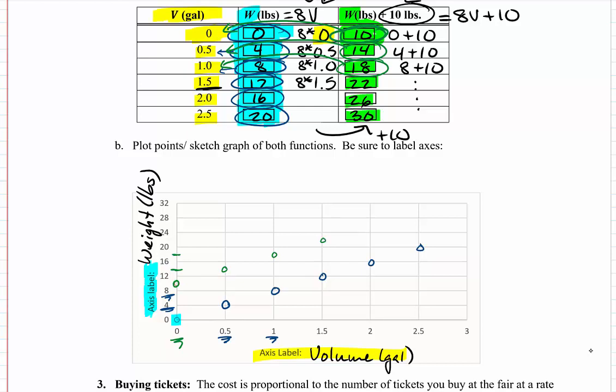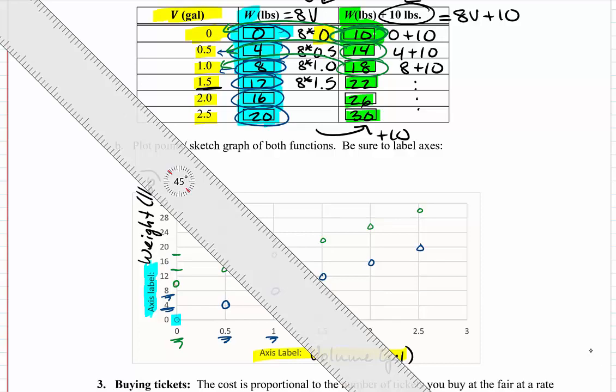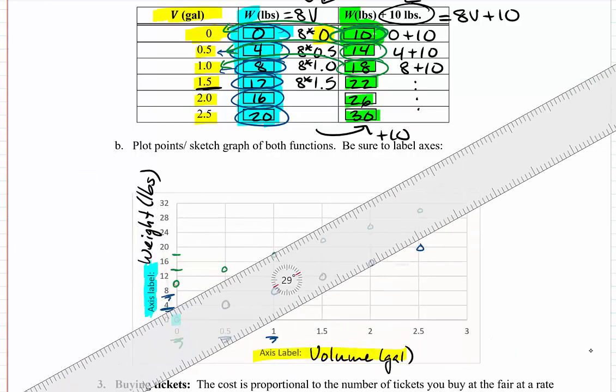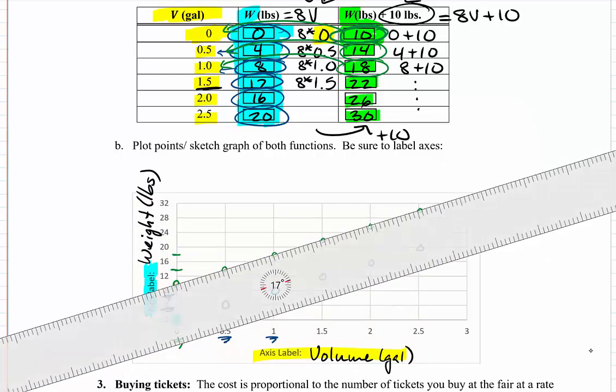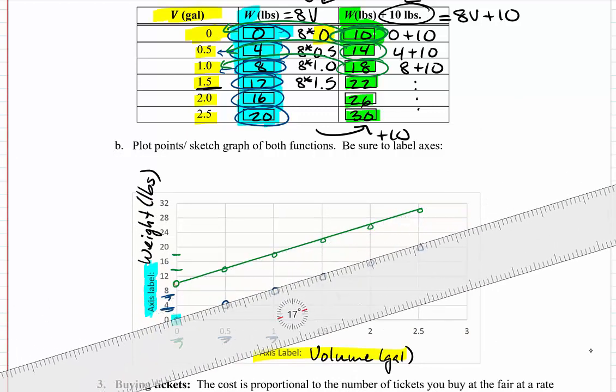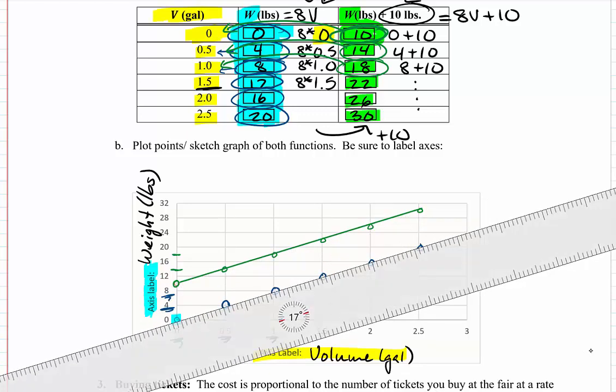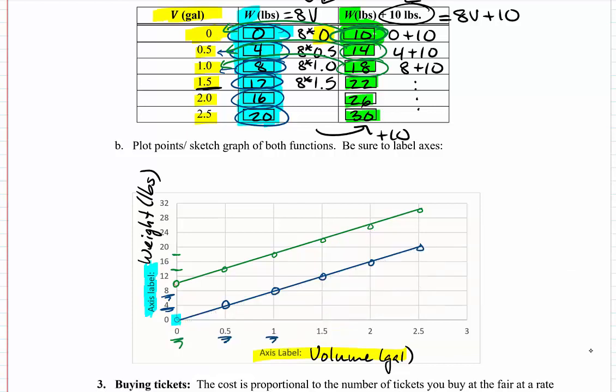For 1.5, we've got 22. For 2, we've got 26. For 2.5, we've got 30. And then you connect the dots. You could have connected the blue dots before you started connecting the green ones, or just draw all the dots and connect them. But if you're not color coding, just make sure you connect the right dots. Got to keep the blue dots connected and the green dots connected, but you don't want to mix them.